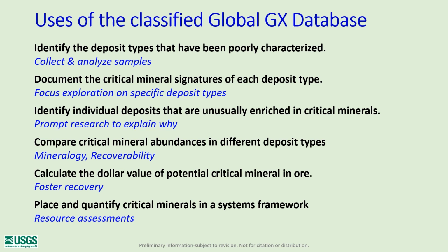The classified geochemical database has many uses. It will enable us to identify deposit types that have been poorly characterized so they can be sampled and analyzed. Document the critical mineral signatures of each deposit type, which may focus exploration. Identify individual deposits or systems that are highly enriched in critical minerals, which may prompt research to explain why. Compare critical mineral abundances in different deposit types, which may prompt evaluations of their mineralogies and the recoverability of critical minerals. Calculate the dollar value of critical minerals in ore, which may foster their recovery, and place and quantify critical minerals in a systems framework, which can aid resource assessments.